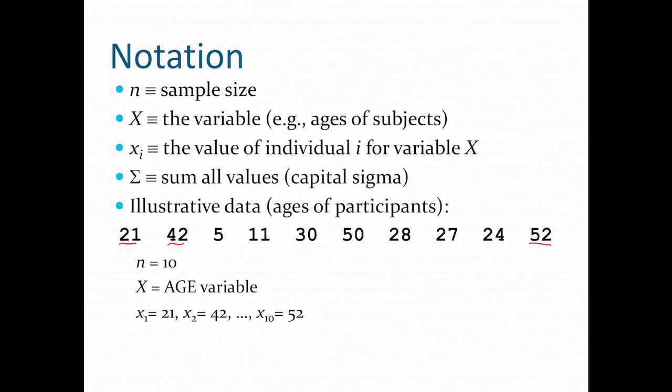Next, you'll see capital sigma, which means the sum of all values. You're going to see this expressed throughout all of our equations, and anytime you see capital sigma, it just means the sum of all values. So what we'd have here is sigma of x sub i, which is equal to x sub 1 plus x sub 2 all the way to x sub 10, which is 21 plus 42, all the data points to the very end, equaling the sum of 290.